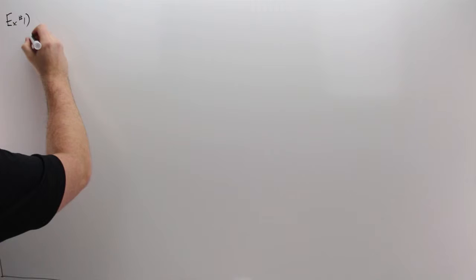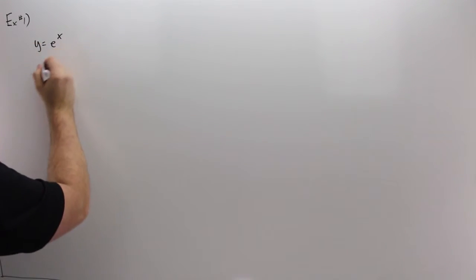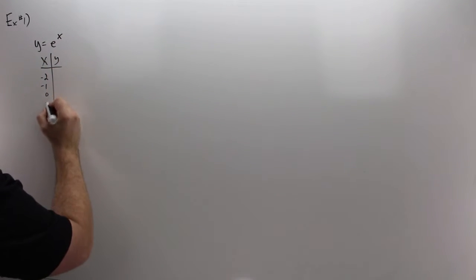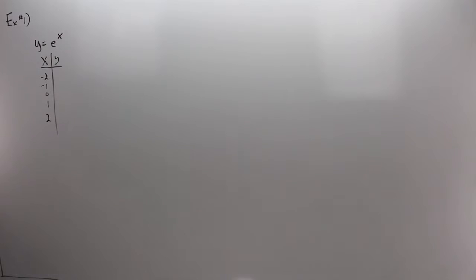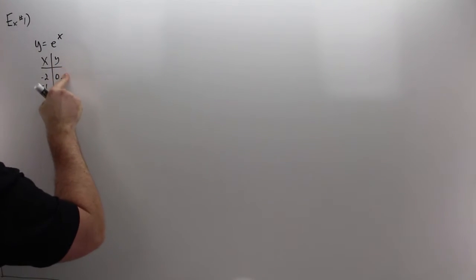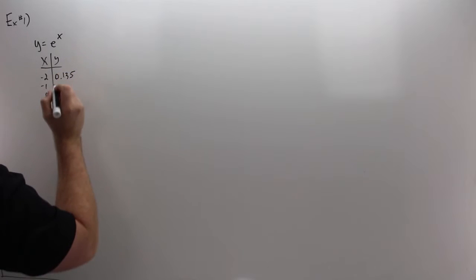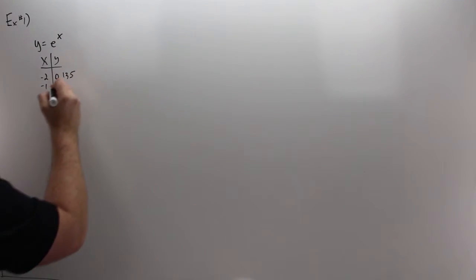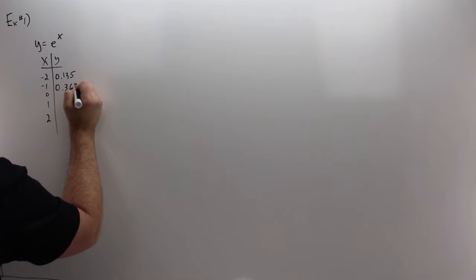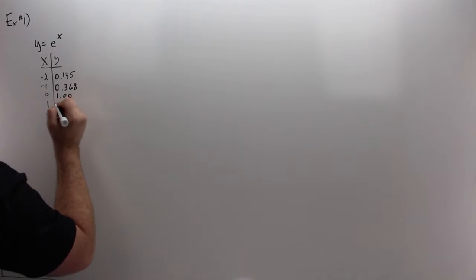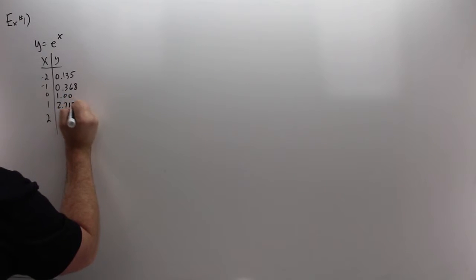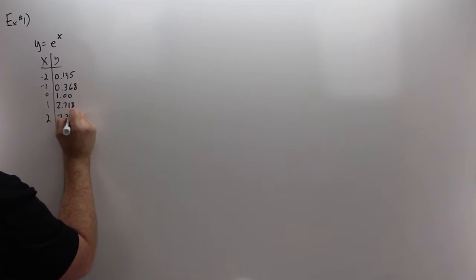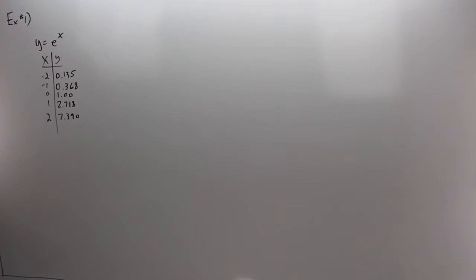Okay, so they're asking us to graph y equals e to the x and y equals ln x. So if I was to graph y equals e to the x, I'm going to take the standard x values for most tables of values, parent functions that we'd use: -2, -1, 0, 1, and 2. Which gives us the values of 0.135, 0.368, 1.00, 2.718, and 7.390. Now if you don't know how to get these, you can get these on your calculator by using the e to the x button on your calculator. It's just that simple.